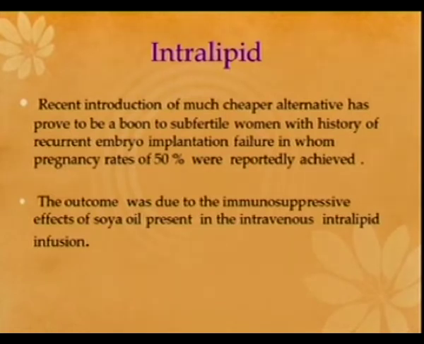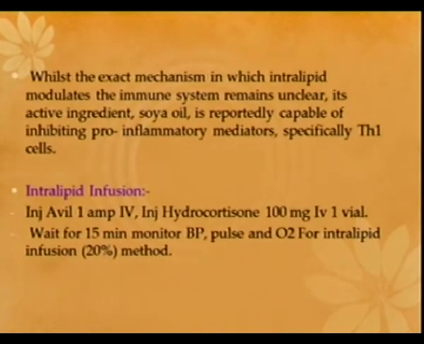Intralipids are recent and much cheaper than IV globulins. Basically, they are known to act as an immunosuppressive, and the soya oil present in the intravenous lipid is the main ingredient known for causing the immunosuppressive effects. While the exact mechanism by which the intralipid modulates the immune system remains unclear, its active ingredient, soya oil, is reportedly capable of inhibiting the pro-inflammatory mediators, specifically the Th1 cells.